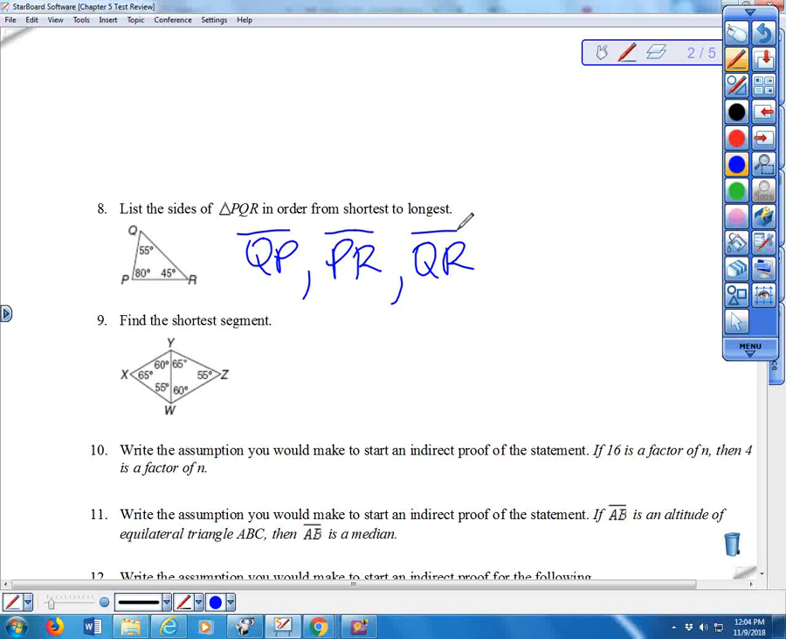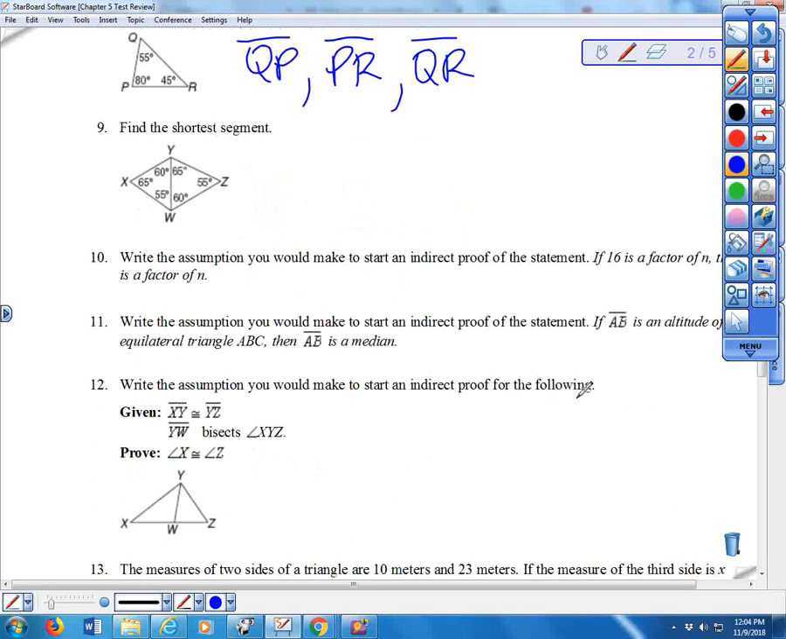Okay. Find the shortest segment. Well, I need to figure out what this is in relation to this triangle. This is the largest segment of this triangle. Does everybody see that? Because it's opposite the 65. So it's bigger than both of these. Right? But it happens to be the smallest on this side. So the shortest side, that's what I'm trying to find. This is the shortest of this triangle, but the longest of this one. So this right here, xy, must be the shortest of that whole thing.